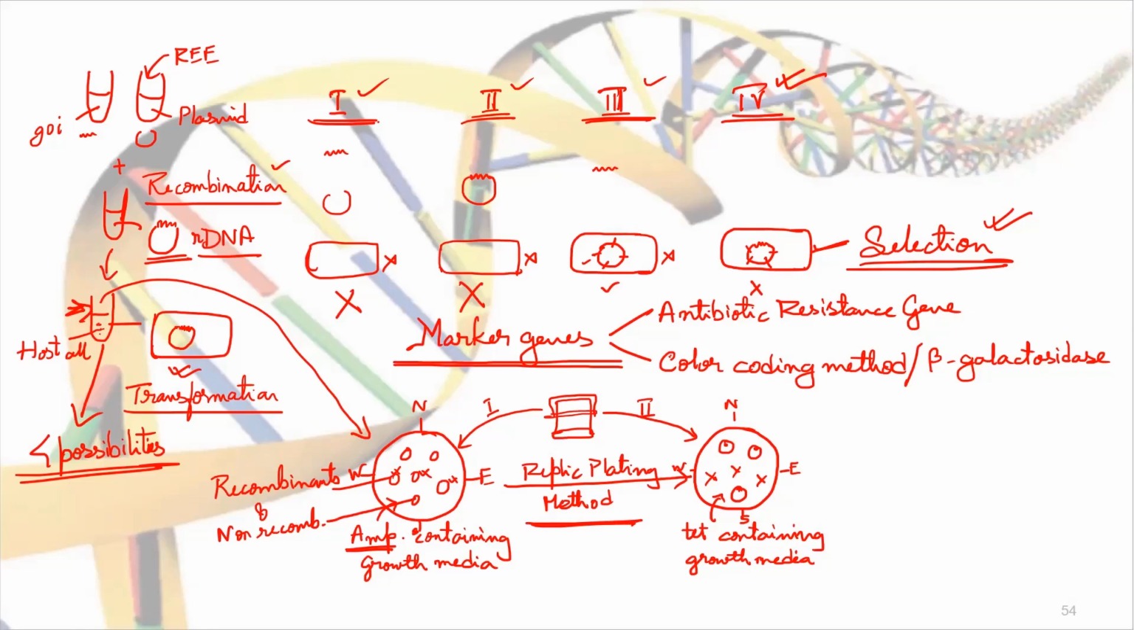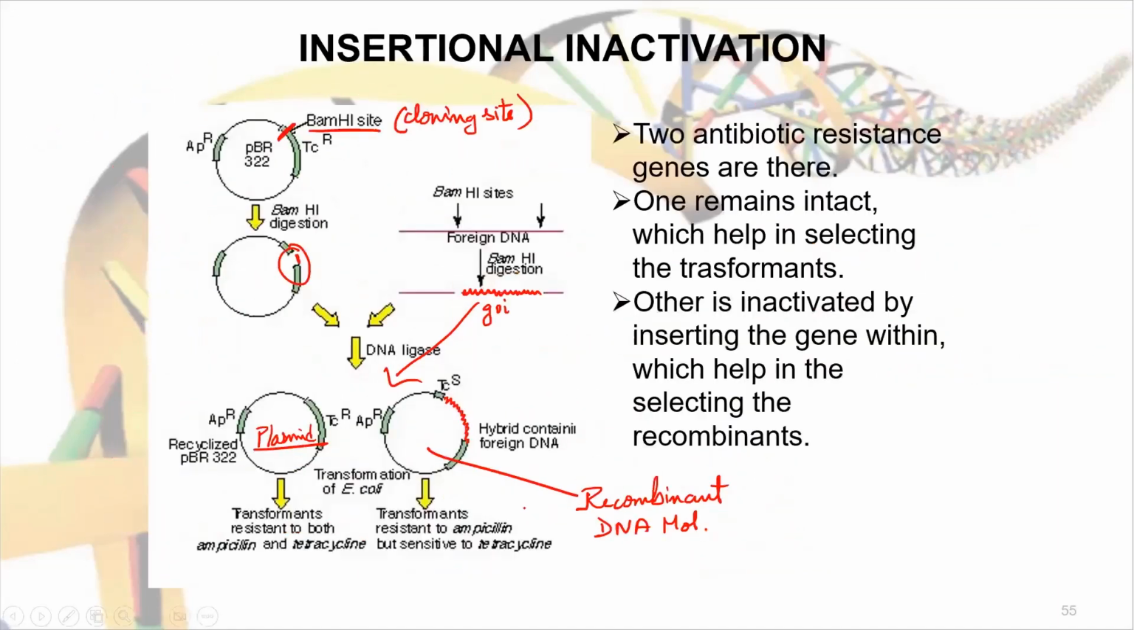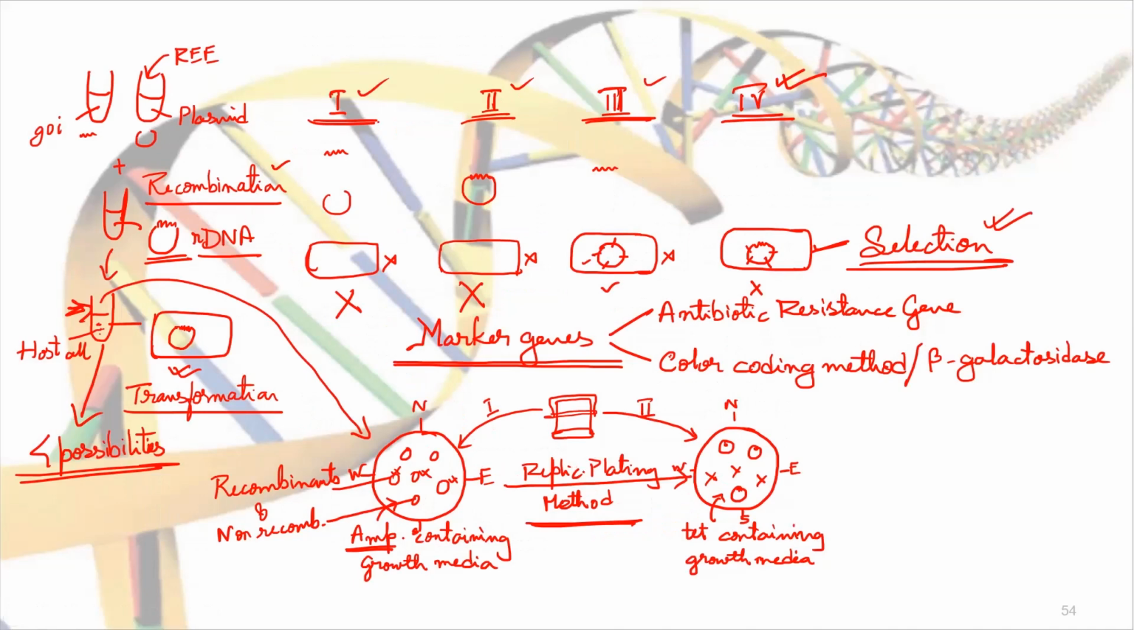Right? So what we do here is carry out a technique called replica plating. This is called the replica plating method, wherein for the first plate, which contained the growth media and where the bacteria were growing, we make a replica, a copy of that plate. How do we do it?